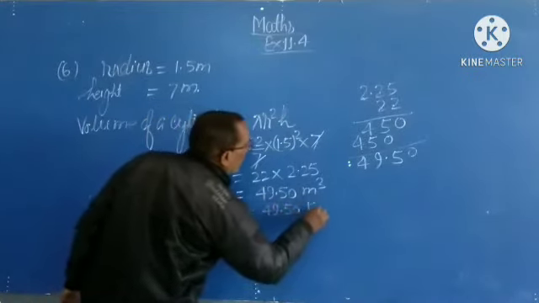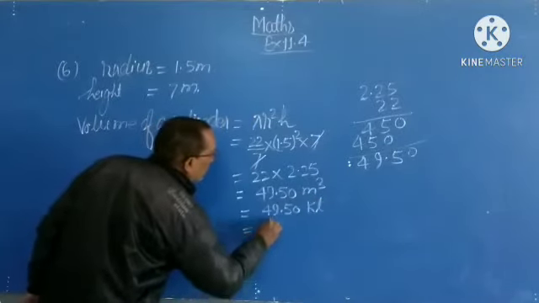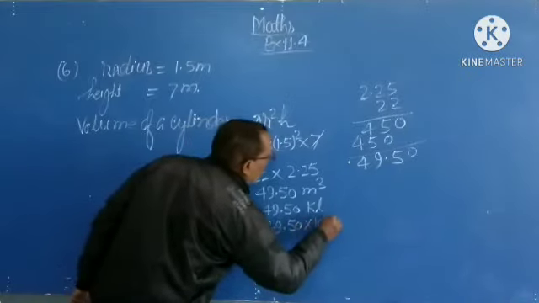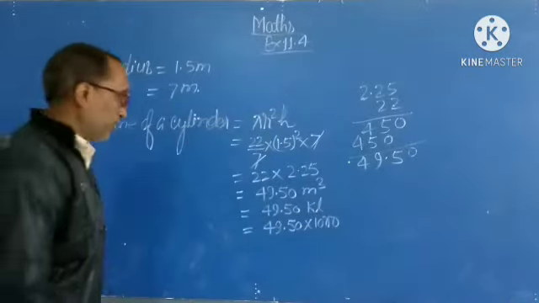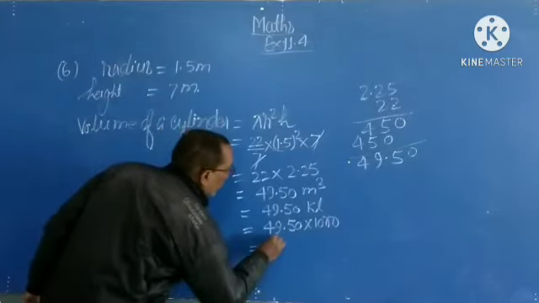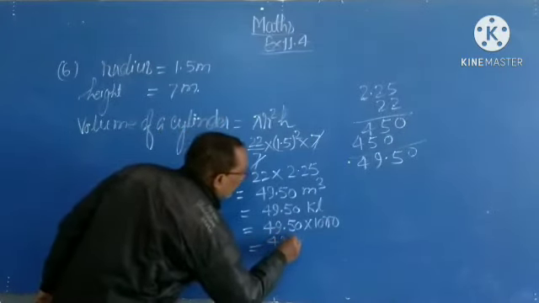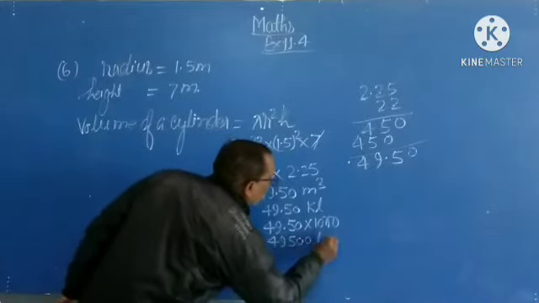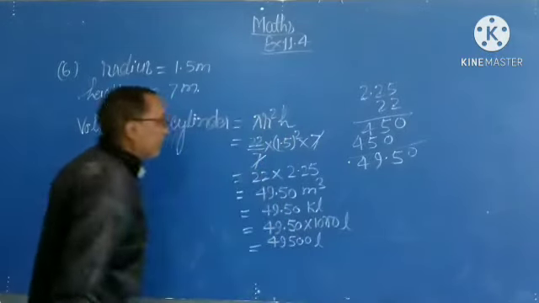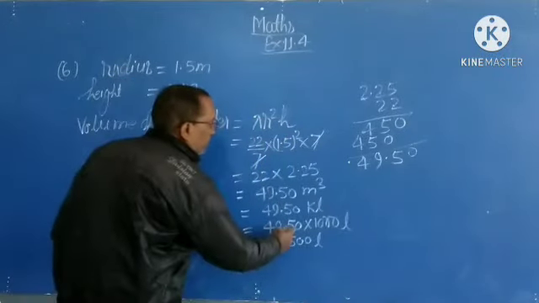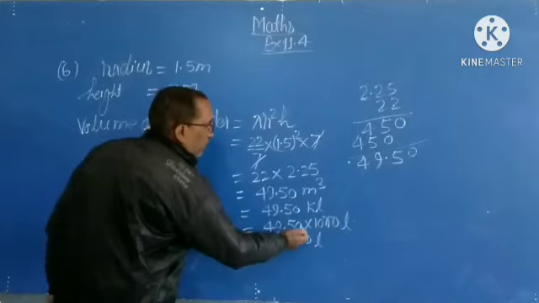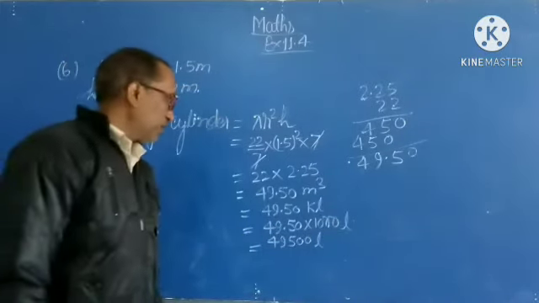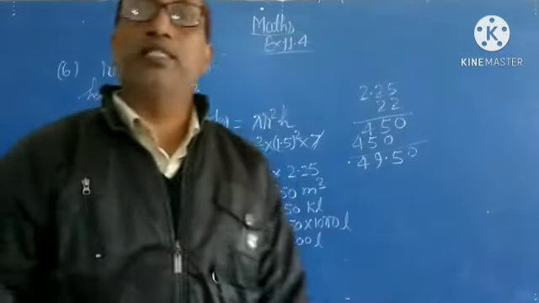When you want to convert this into liter, you write down 49.50 kiloliter. Then you multiply 49.50 by 1000, because 1 kiloliter is equal to 1000 liter. You get 4950 liter. The decimal is shifted by 3 digits. Here there are 2 digits, so a 0 is placed here. Then the value is 49,500 liter. It is your answer.